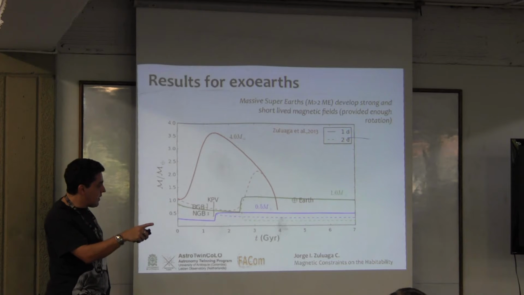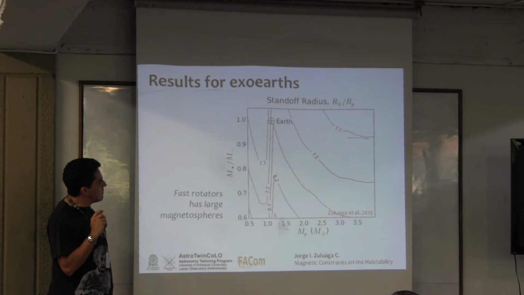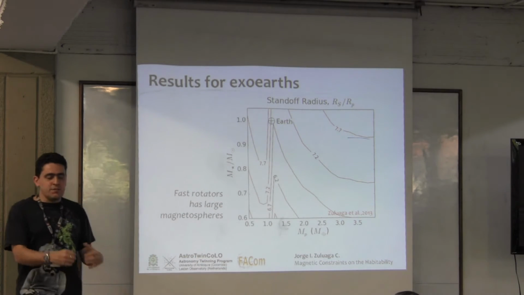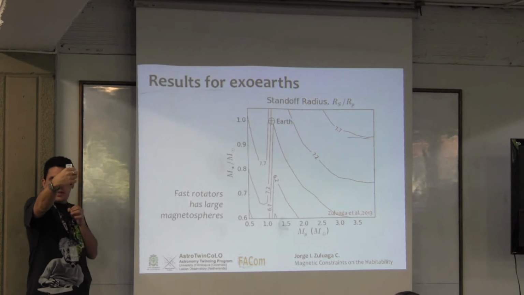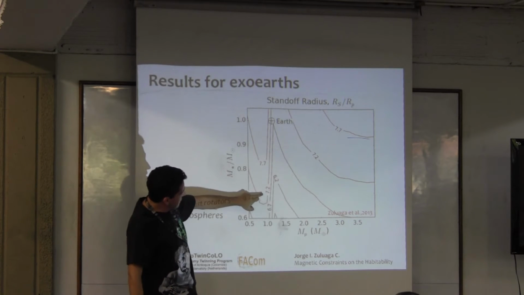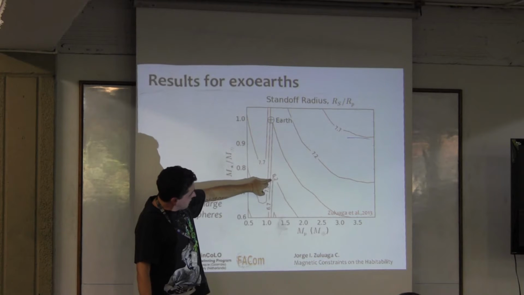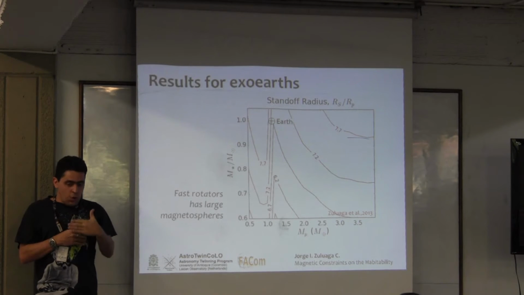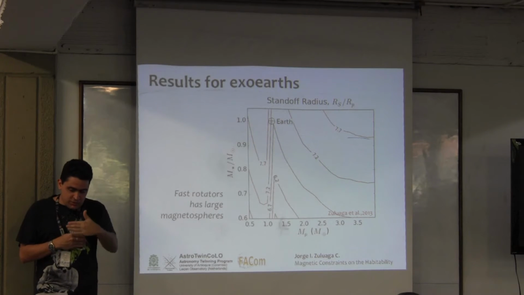On the other hand, you have asked about how this magnetic protection works. The most important parameter here is called the standoff radius. The standoff radius is the distance from the center of the planet at which the stellar wind stops. It's stopped by the magnetic field of the planet. Here the standoff is measured in terms of the planetary radius. If you have a standoff distance of one planetary radius, the stellar wind will arrive even at your surface. Actually, it's impossible, because you will create a magnetosphere because of the shock.